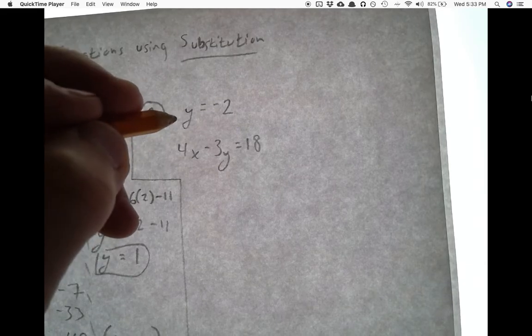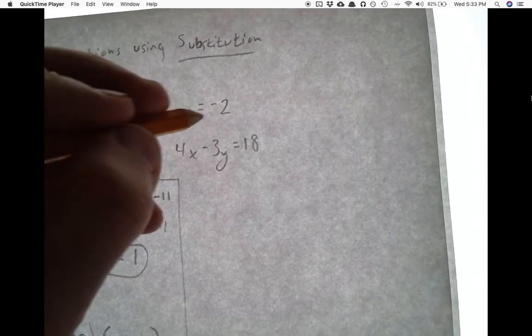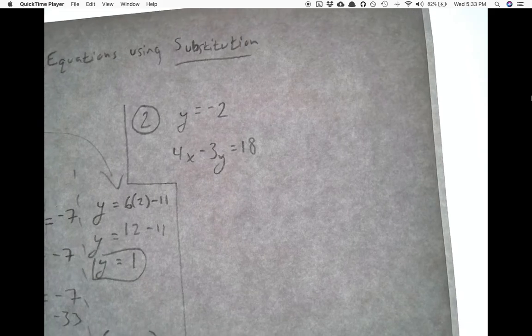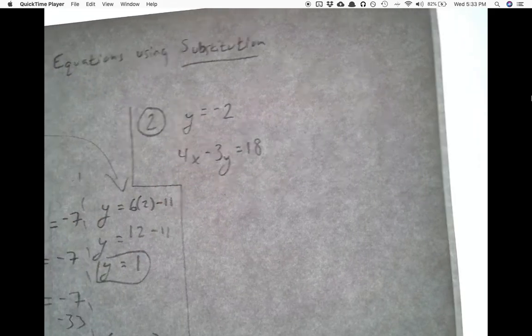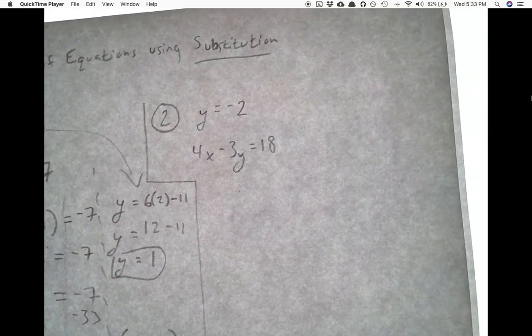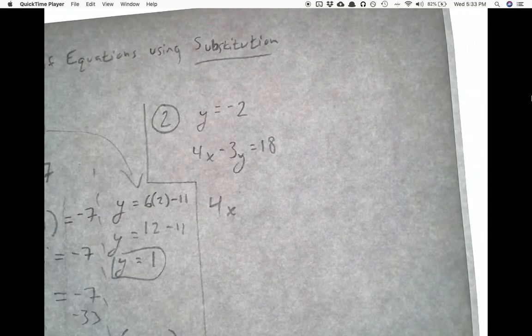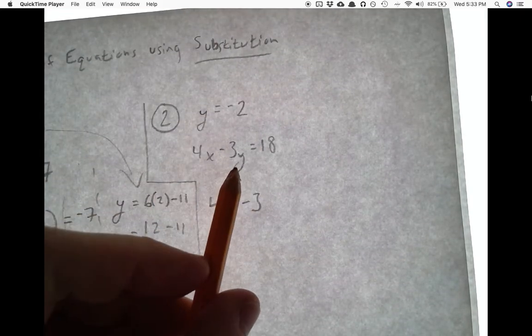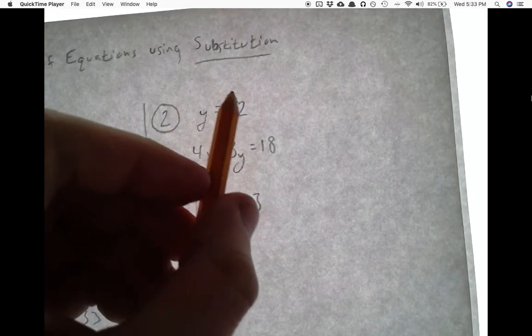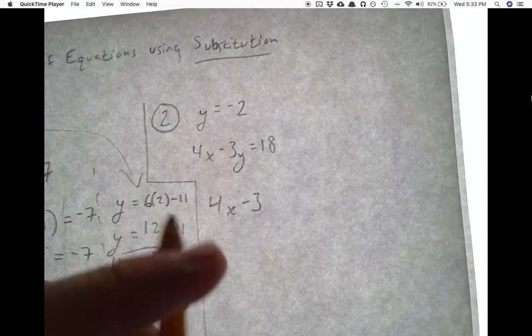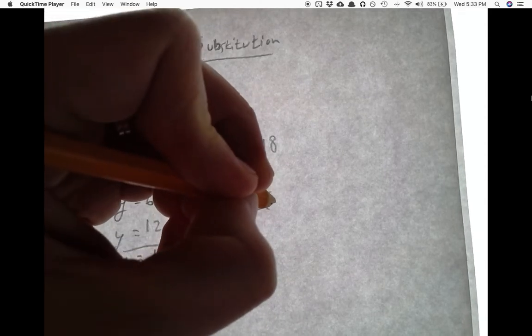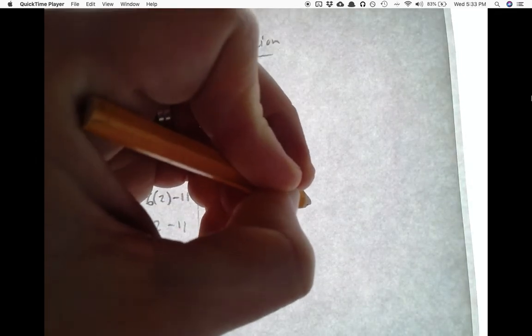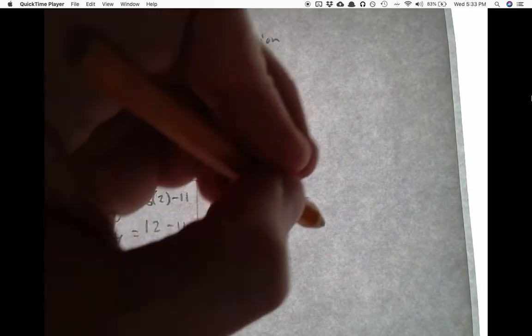So I already have my equation where it's by itself. Actually, we're already halfway there, right? They gave us that y is -2. We just need to figure out what x is. So this is kind of easier than that first question we did. All you got to do is rewrite this second equation, 4x minus 3. But again, instead of y, we're now going to substitute in, well, y is actually -2. So instead of 3y, it's going to be 3 parentheses -2 equals 18.